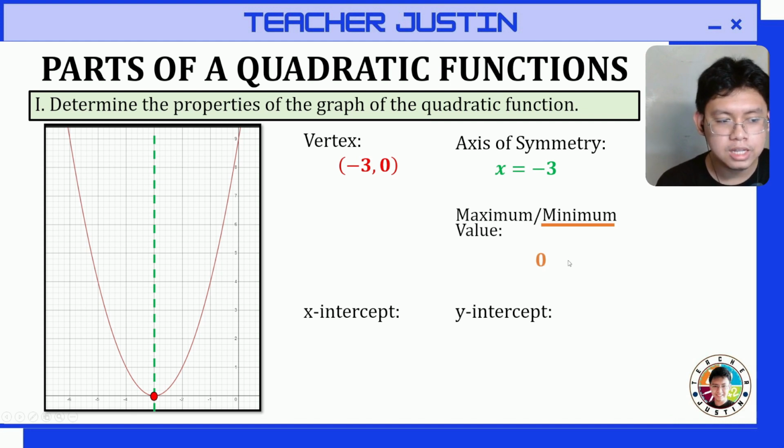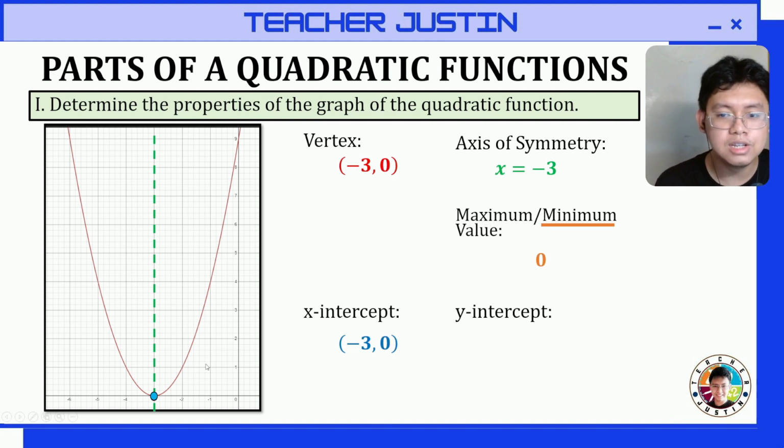Okay. Now, punta naman tayo kay x-intercept at y-intercept. So, sa x-intercept, it is the part of the graph that passes through the x-axis. So, yung x-axis natin, ito. So, nandito yung ating x-intercept. So, yung x-intercept natin is located at negative 3, 0. So, pwedeng maging pareho yung vertex natin at yung x-intercept natin since pareho silang nasa x-axis.